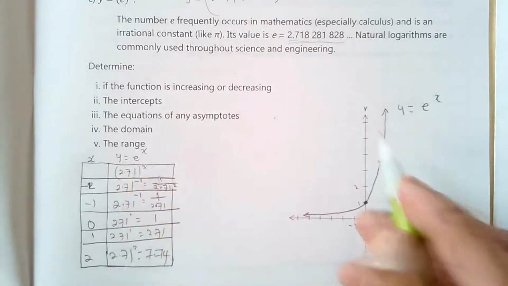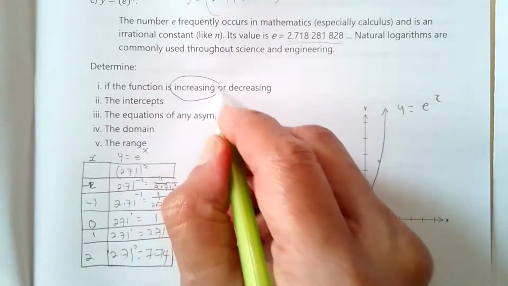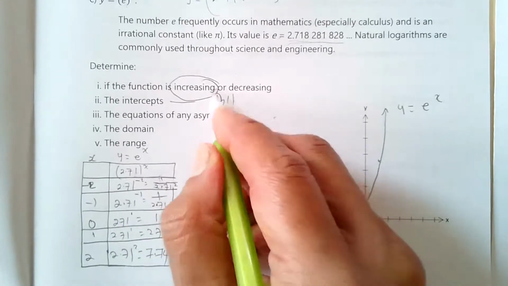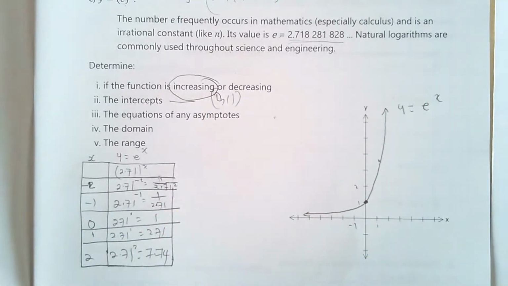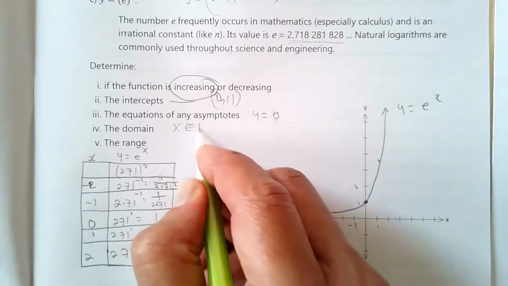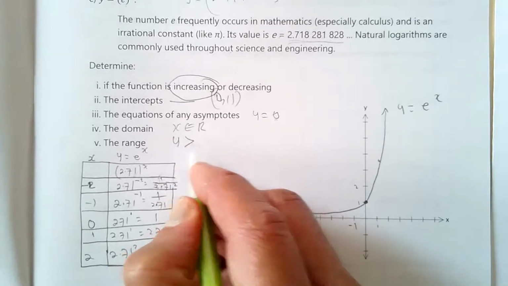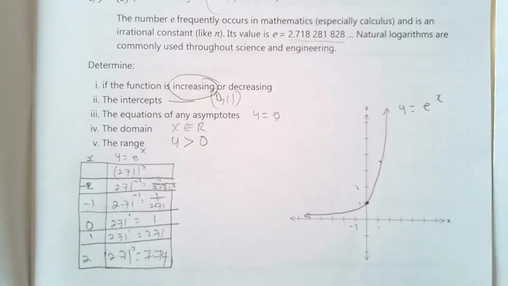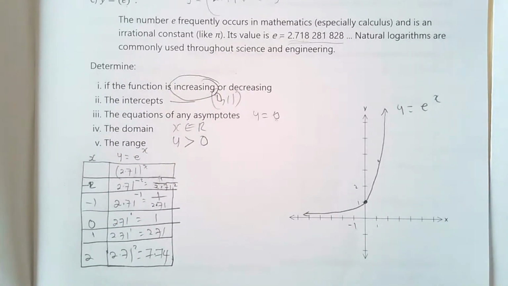The function is always increasing. The intercept is 0, 1, and the horizontal asymptote is y is equal to 0. Domain is real numbers, and the range is y is greater than 0. Just a reminder about this one here. So anytime you have an e to the x graph, you substitute the values given, and you'll end up with an exponential function.